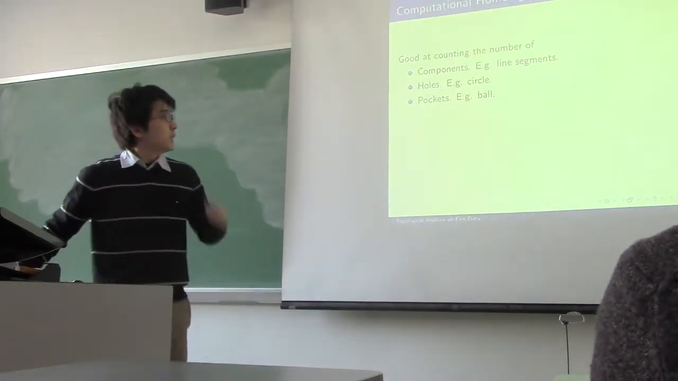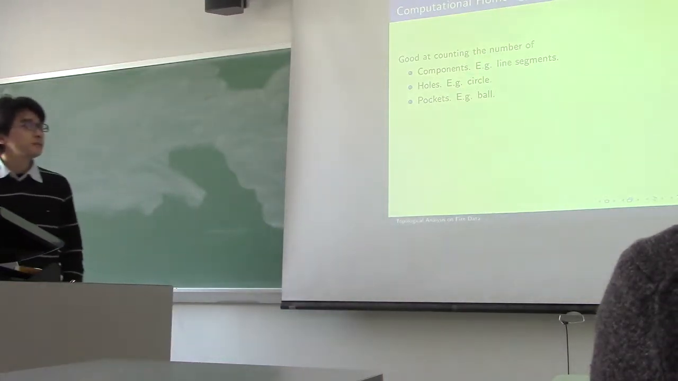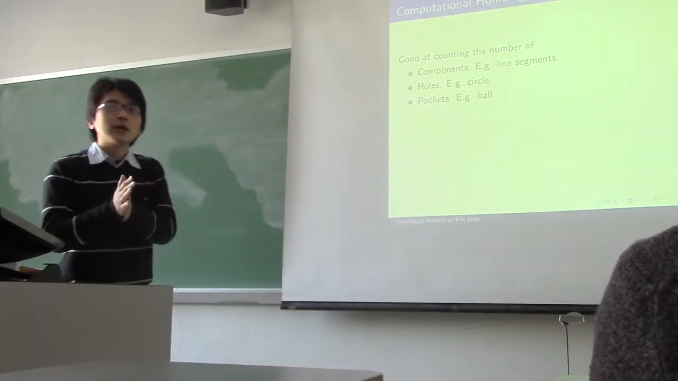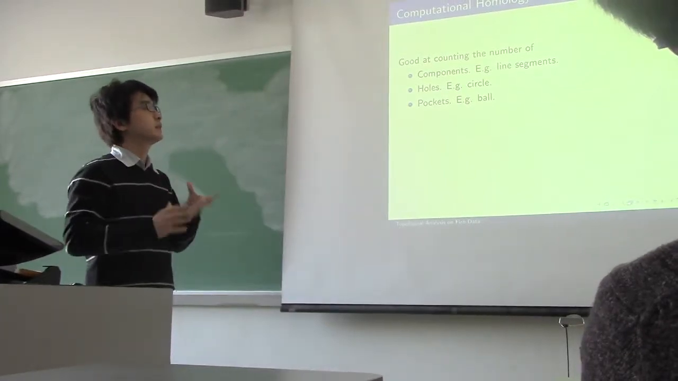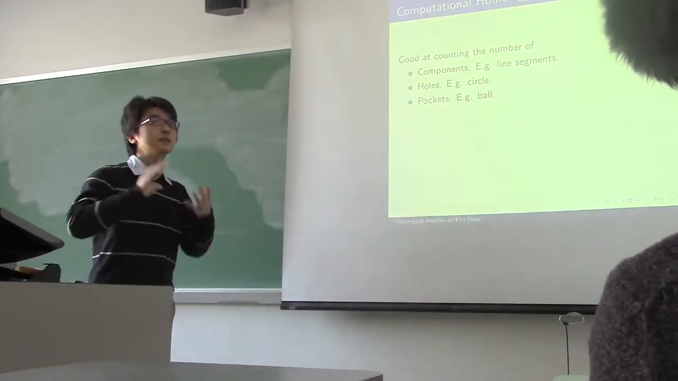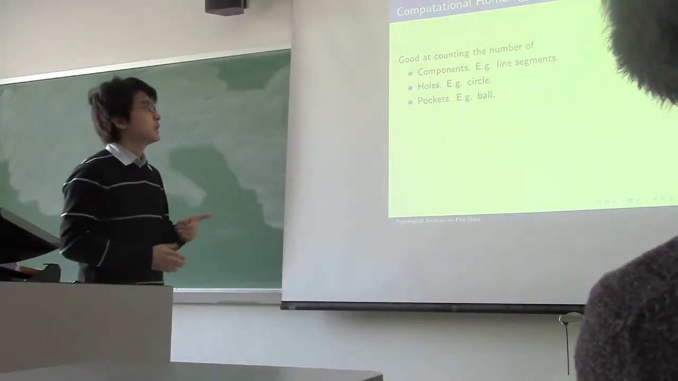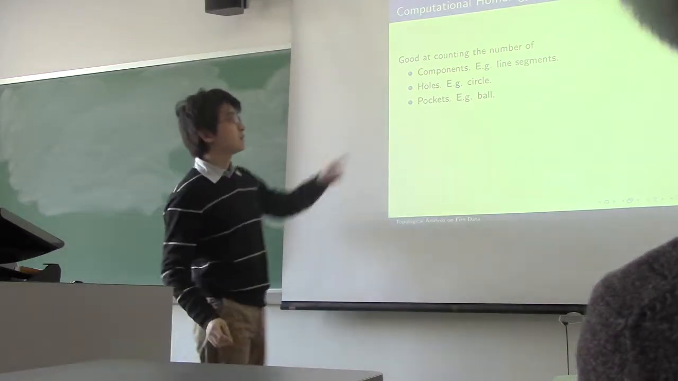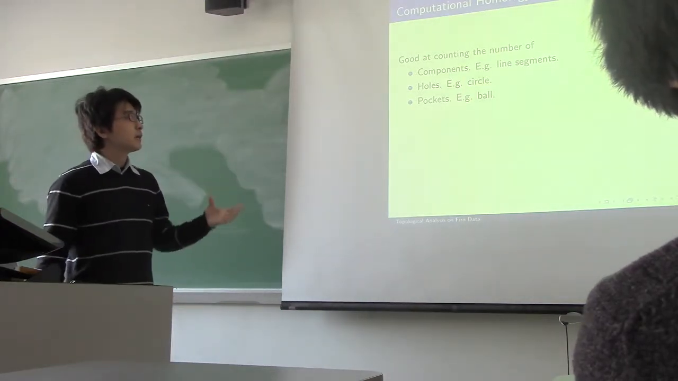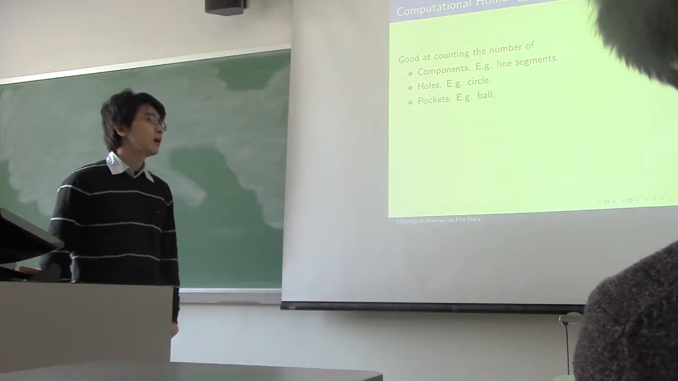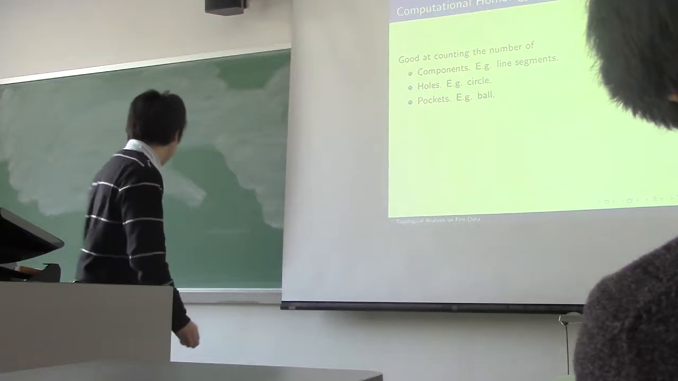Okay. All right. So our tool is called computational homology. Here I'm going to take this as a black box. There is very specific theory behind this, but here we just take it as a black box, okay? So what is homology? Homology is very good at counting numbers. So what numbers are we going to count? It can count the connected components, it can count the holes, and it can count something called the pocket.